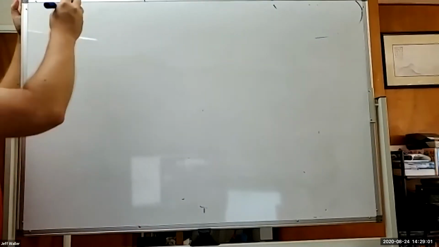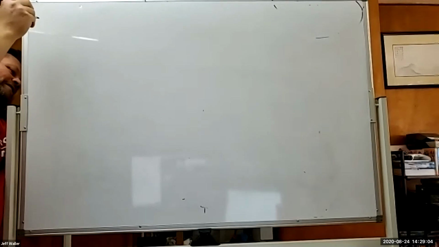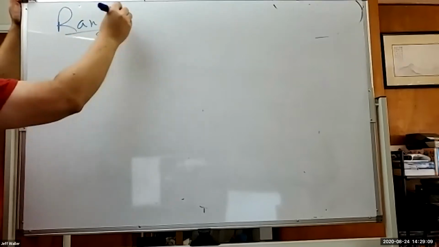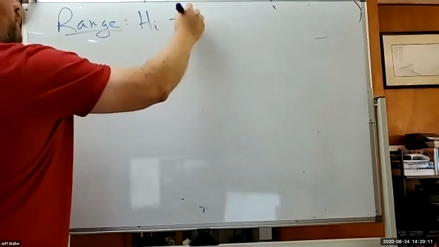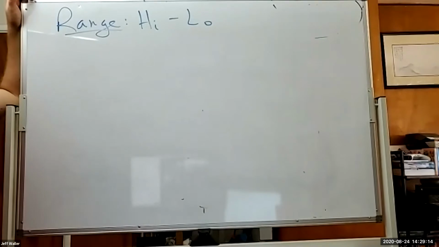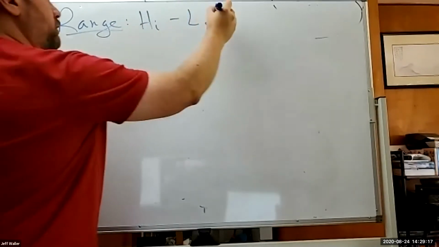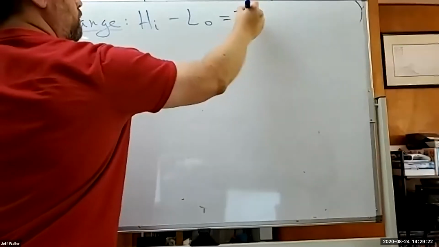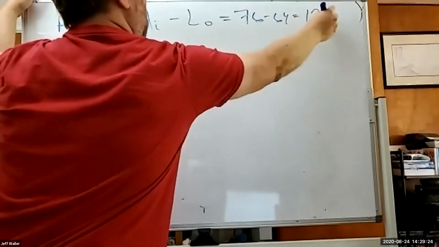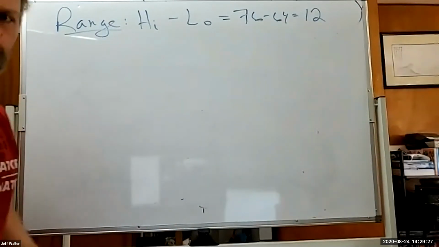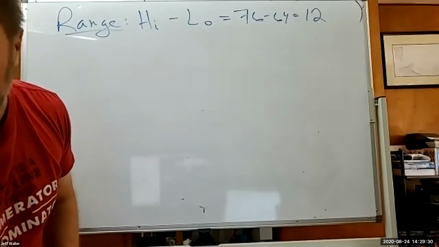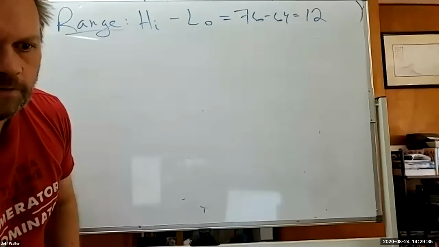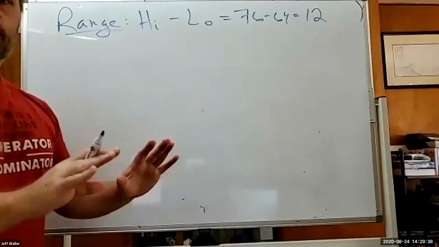Now, my highest. So here's something called the range, and the range is high minus low. So what was the range of this data? 76 minus 64. Here we go. All right, so that's the range.